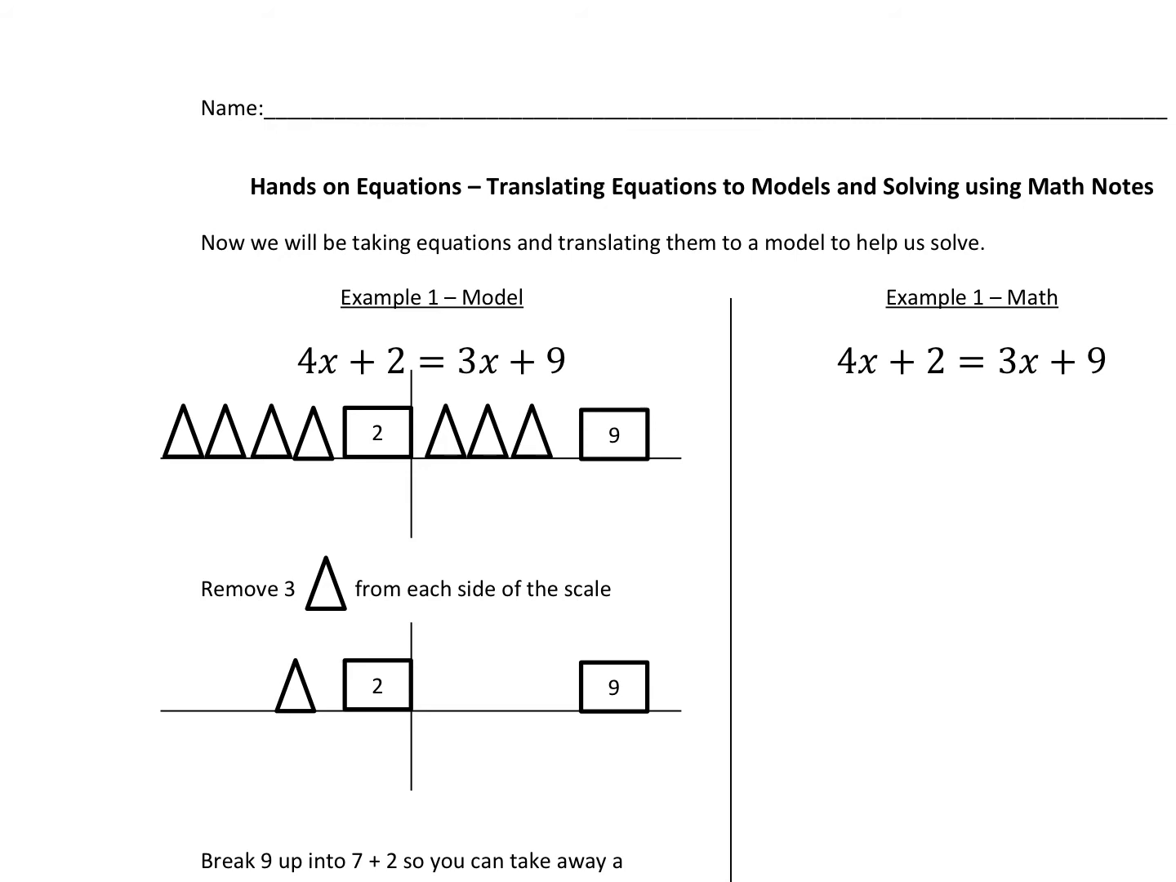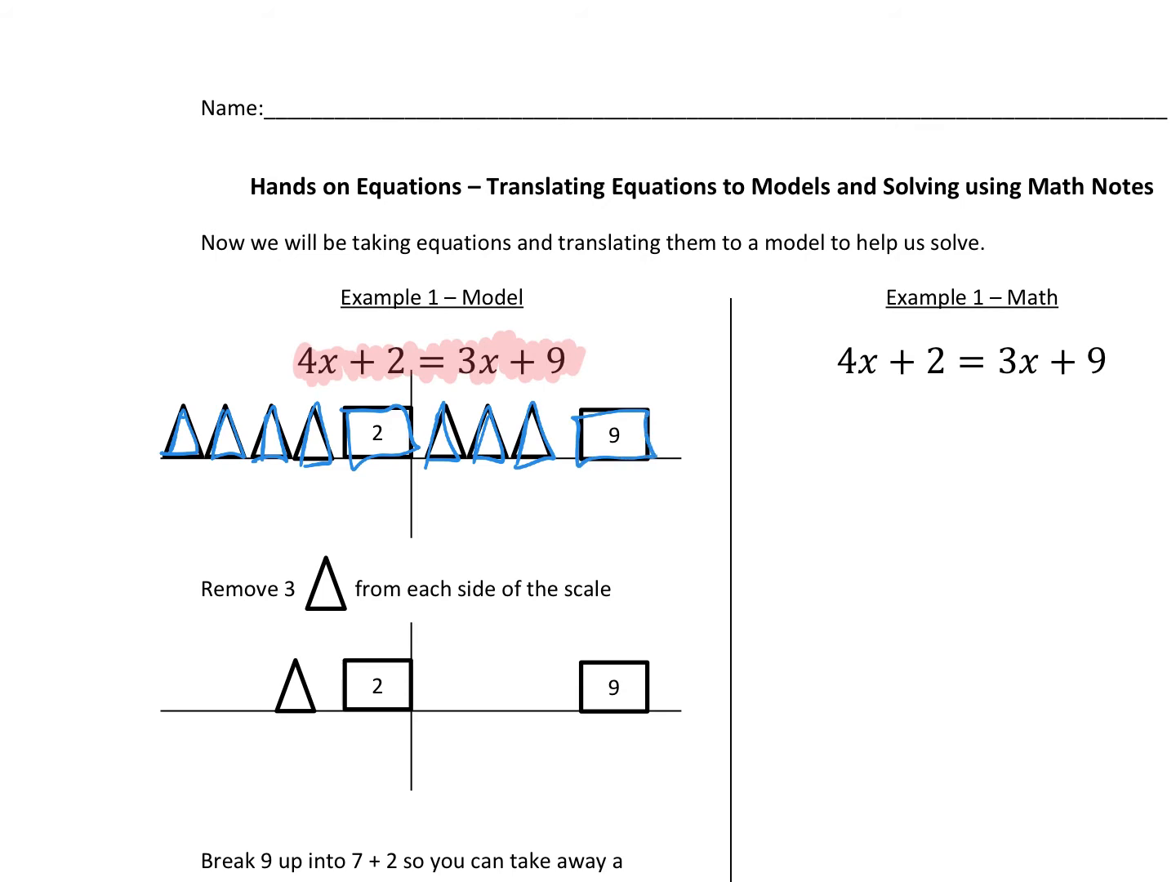So in this case, our equation is 4x plus 2 is equal to 3x plus 9. So what we're saying is that you have 4 unknowns that are all equal, plus a number 2 on the left side. And then on the right side, we have 3 unknowns, which again are all equal, not just equal to each other, but also equal to the ones on the left side, and then a 9. So we write that as 4 pawns on the left side, a number 2, and then 3 pawns on the right side, and a number 9.